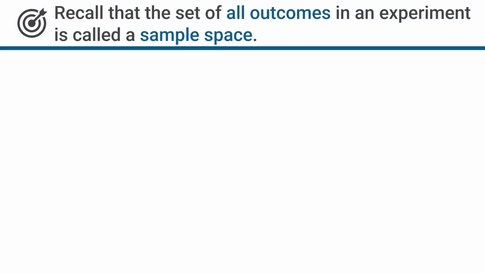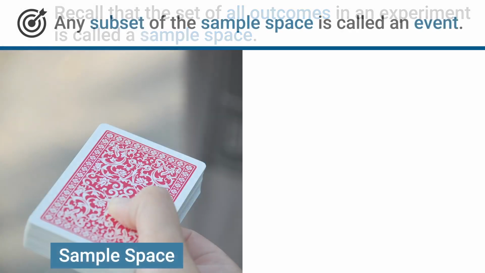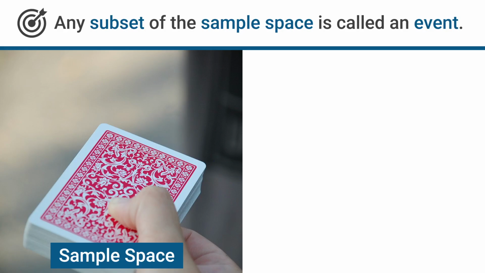Let's first describe what probability is. First, we need to recall that the set of all outcomes in an experiment is called a sample space. Let's say for example you have a deck of cards. All of the possibilities in the deck of cards is what we call the sample space.